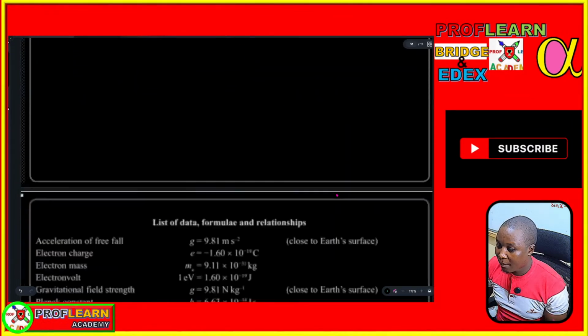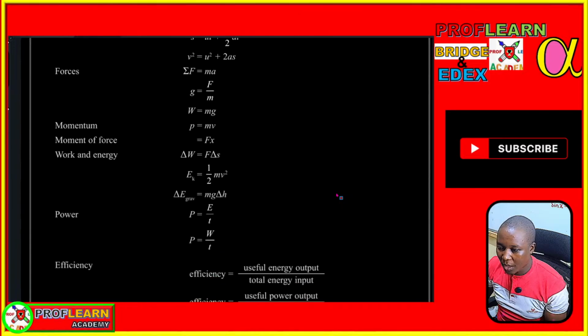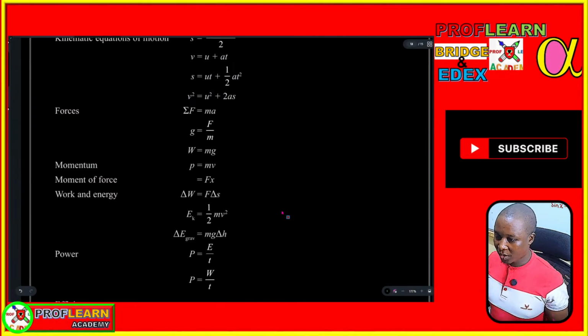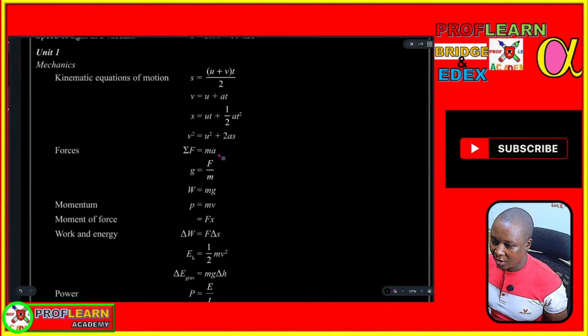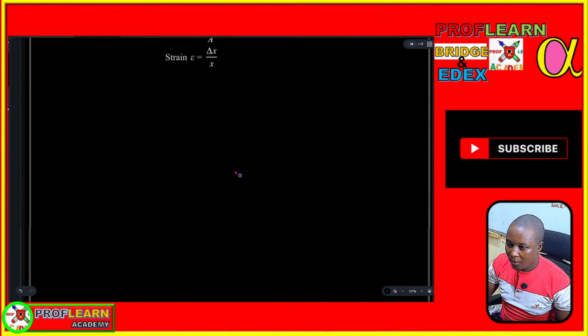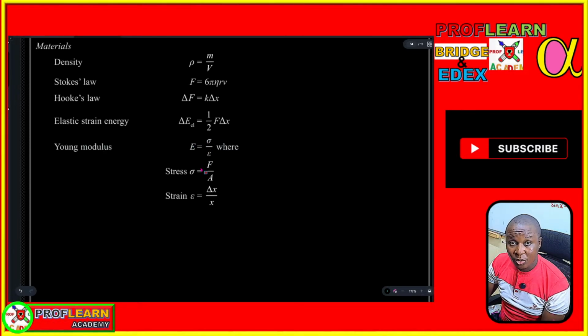Don't forget that most of the formulas are provided at the end of the page so that you can use them. You can see the ones that we've been using: weight is mg, stress and strain. Those formulas are all provided here so that you can make use of them. You can see we have stress and strain, elastic potential energy, and also Young's modulus.